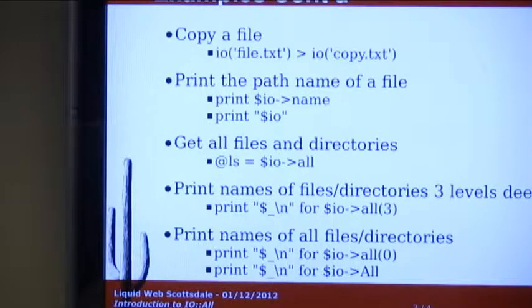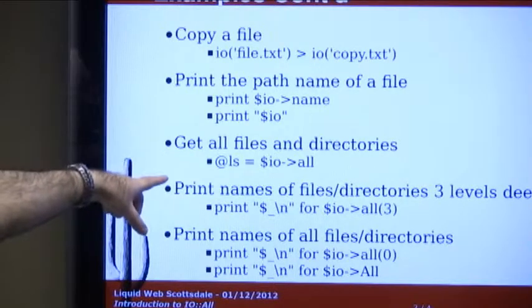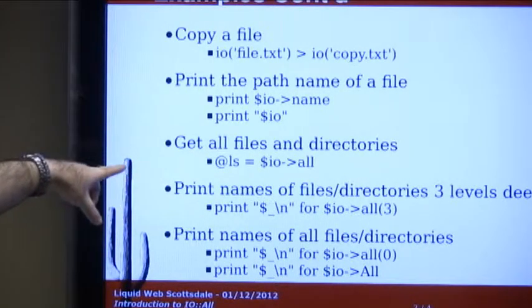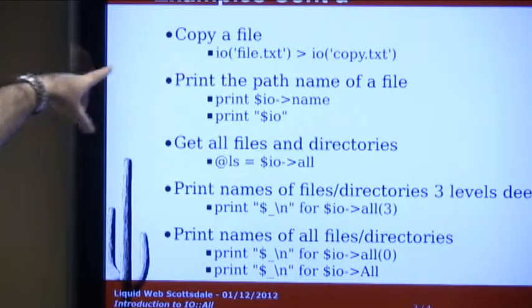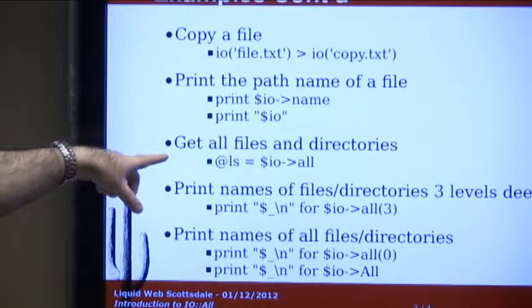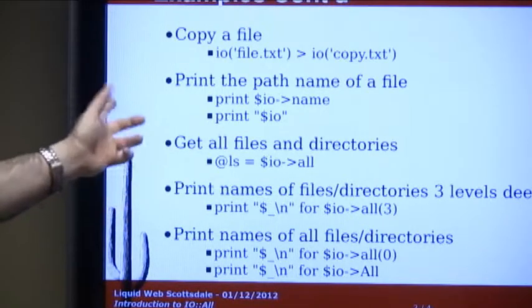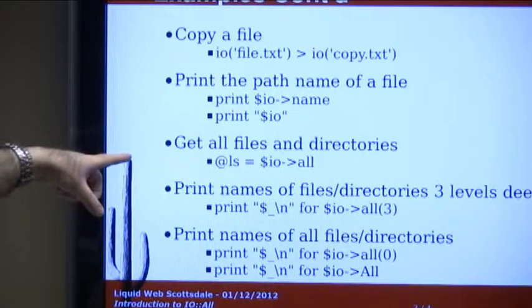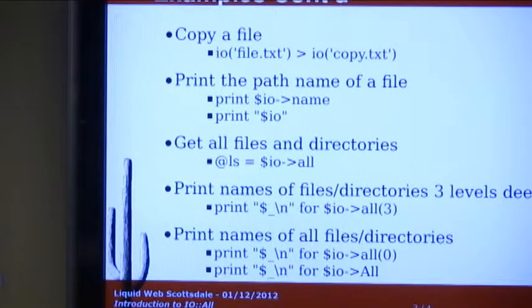All right. If you want to get all files and directories, now $io is a directory object, not a file object. So let's pretend somewhere up here, when I created the object, I said my $io equals, and then I give it a directory name rather than a file name. If I call all on that, it gets, as you might expect, all the names of all the files and all the directories that are in that directory. That makes sense so far? Okay.